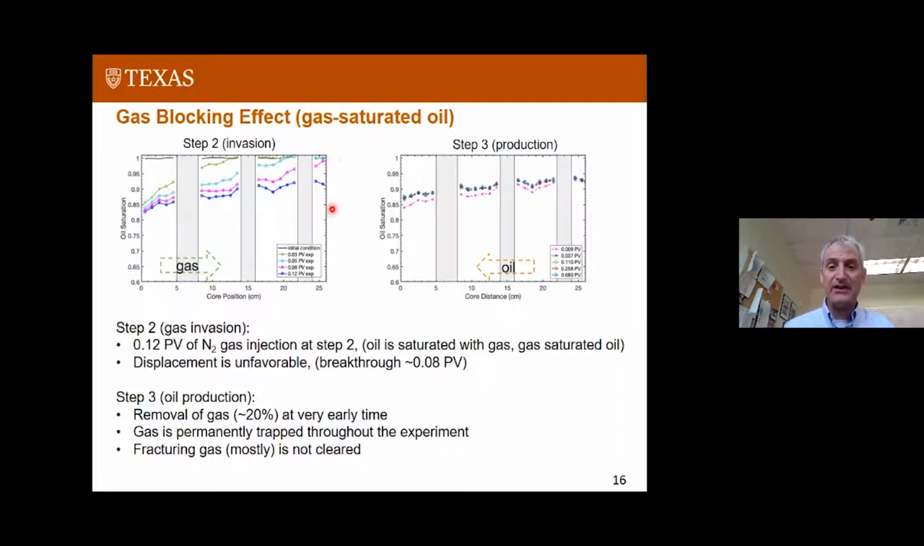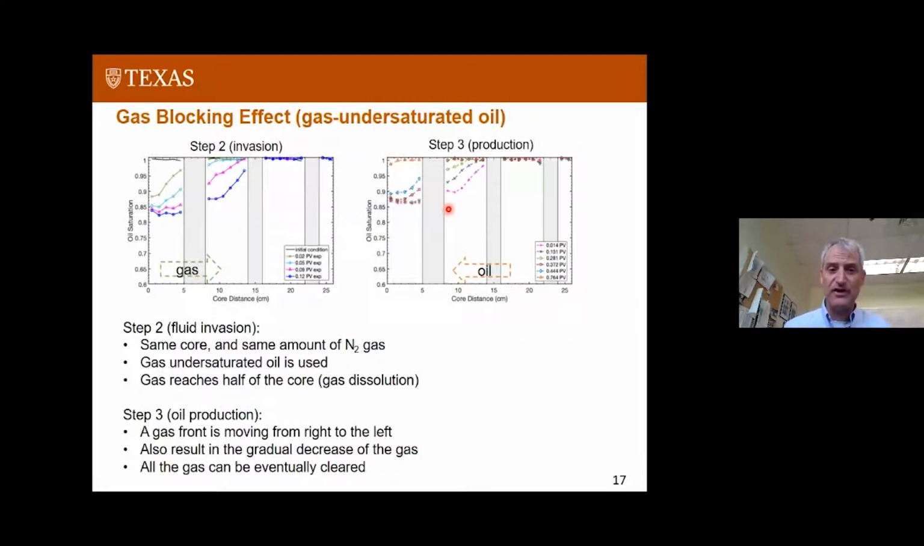Okay, for the gas saturated oil, after 0.12 pore volumes of nitrogen invaded, our gas is nitrogen. Our oil is just, no, it's pentane, heptane, sorry. And then in the production step, when the oil is going back in the other direction, we still see a lot of gas left behind in the core. Okay, we do this with an undersaturated oil.